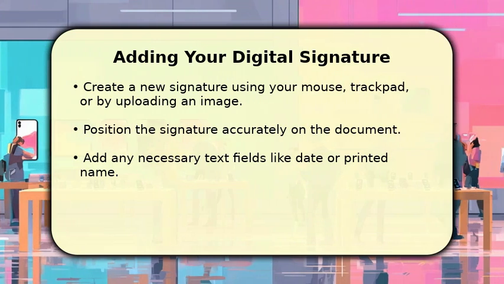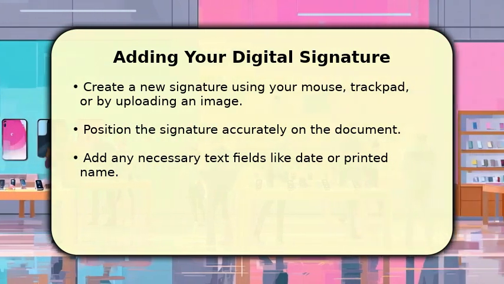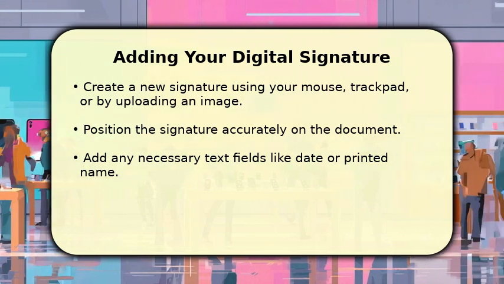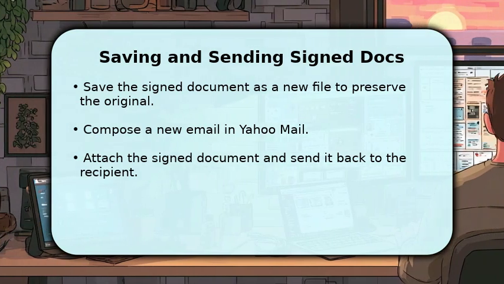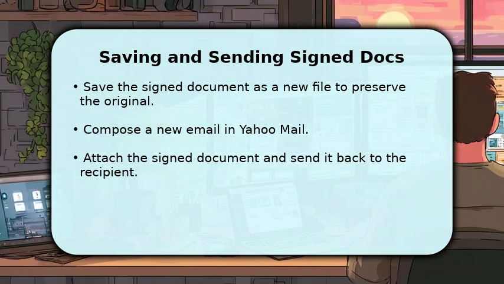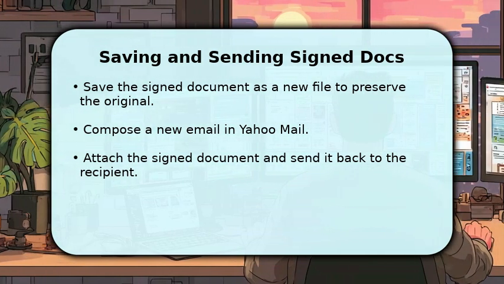Don't forget to add any other required information, such as the current date or your printed name, ensuring all fields are completed accurately before finalizing. After successfully signing your document, save it as a new file to avoid overwriting the original blank version. This is a good practice for record keeping.